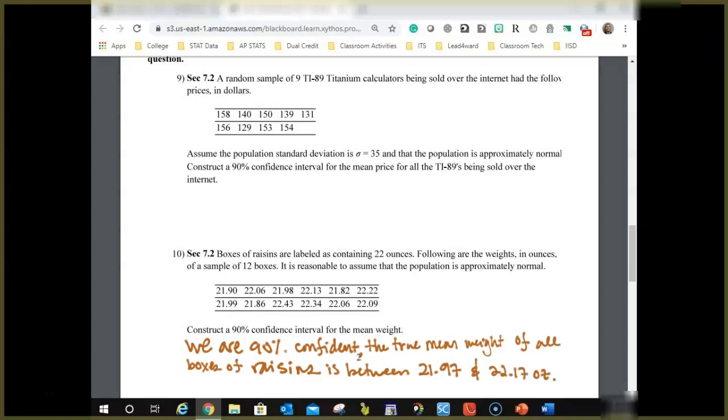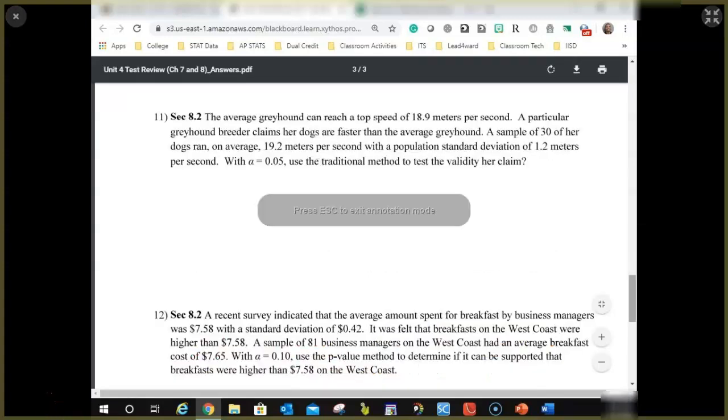So those are a little review of confidence intervals that we talked about in chapter 7, beginning of unit 4. And then we'll switch gears and look at hypothesis testing, which we just finished talking about. So 8.2, and we'll look at an example from 8.3 as well.